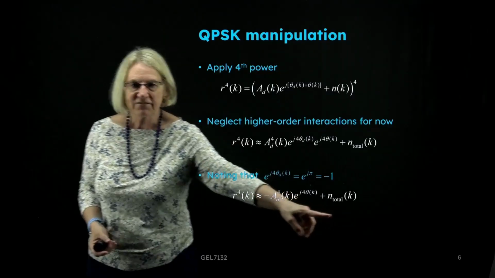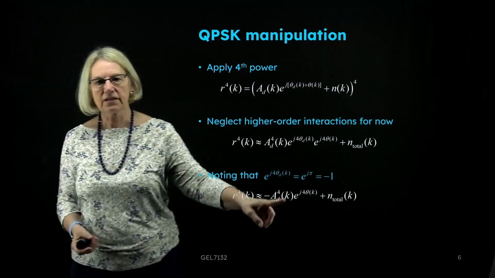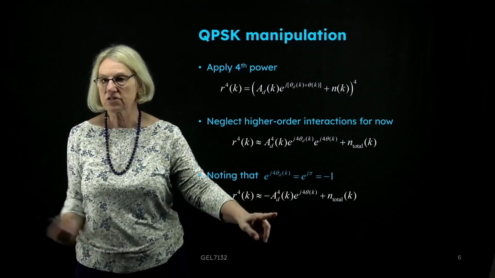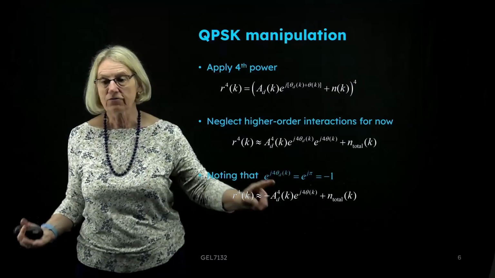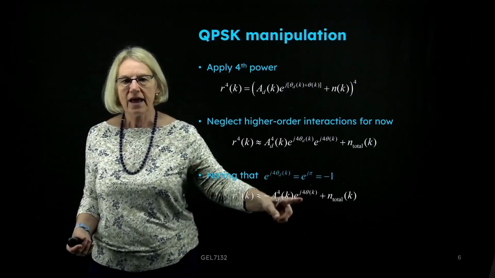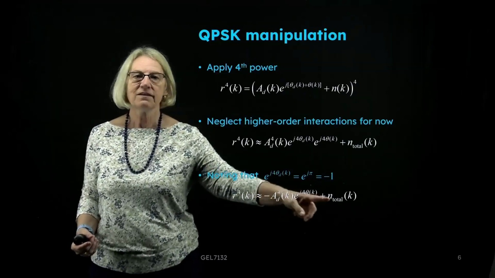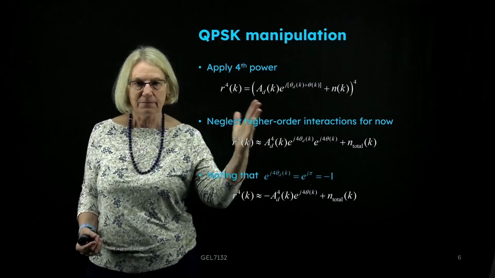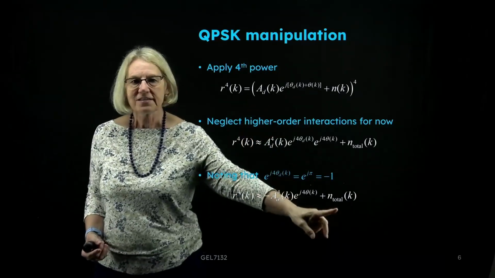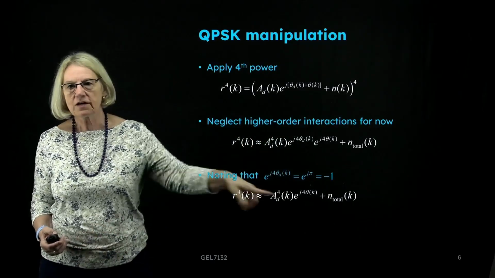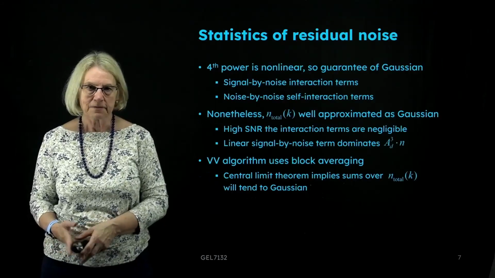So what I have now is a received signal that looks like something like the 4th power, and if it's QPSK, that's 1 to the 4th power, it's just 1. So I have a tone with a phase that I'm trying to estimate, that's hidden in some noise process. Let's talk a little bit about that noise process.